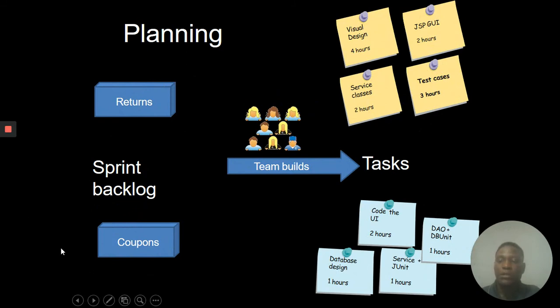So from the sprint goal, you have your sprint backlog here. Now the team breaks it down into several tasks. See, this task, visual design is 4 hours, service classes is 2 hours, test cases 3 hours, 2 hours, and these tasks are broken down in such a way that the team should be able to complete them within a day, so it doesn't spill over to the next day and it doesn't disrupt the sprint. So they plan everything in such a way that they should be able to finish the sprint backlog within 2 weeks.